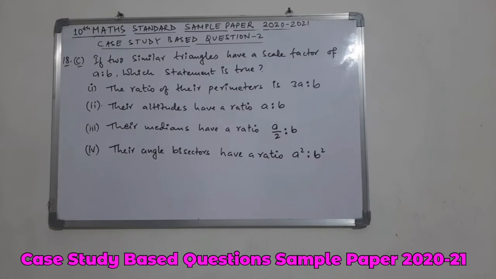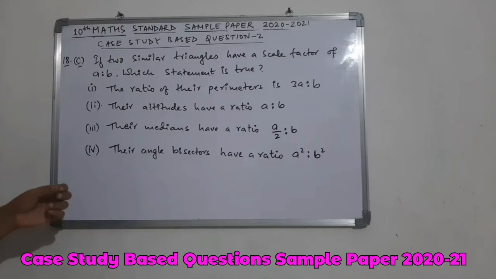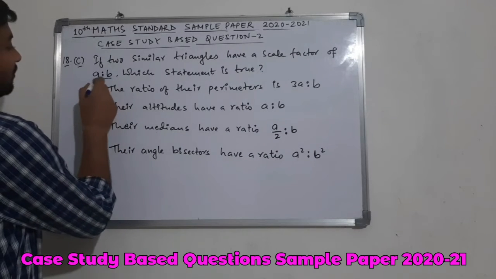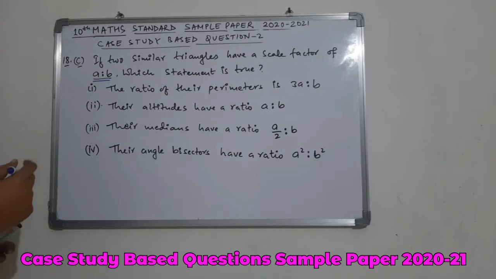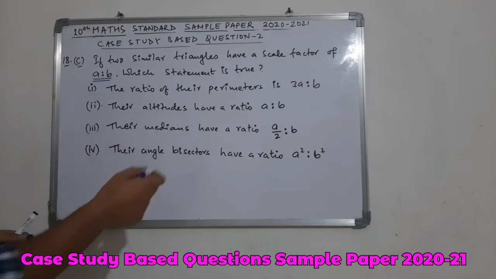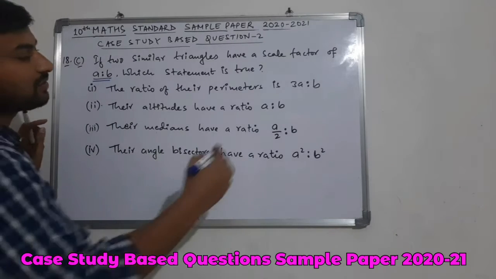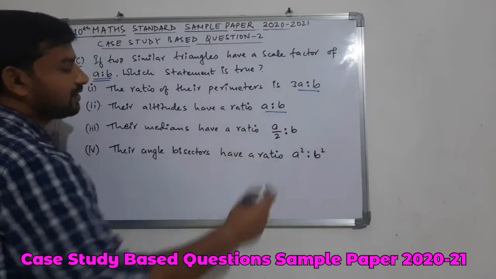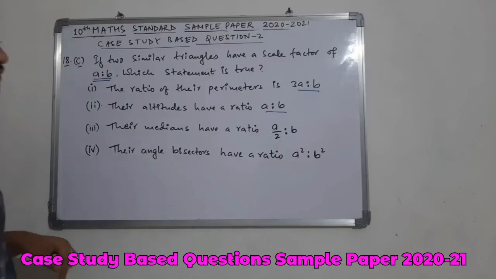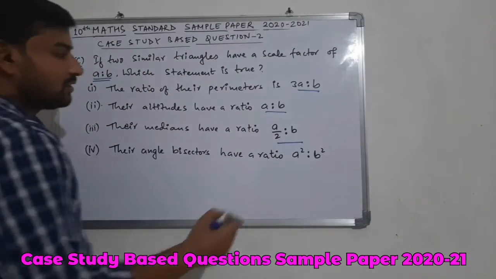So let us come to the third part of this question. We have two similar triangles and their scale factor is A ratio B. The scale factor of the corresponding sides is A ratio B. Then we have to find out which statement is true about the different parameters of that triangle. So the ratio of their perimeters is C A ratio B. Second option, their altitudes have a ratio A ratio B. Their medians have a ratio of A by 2 ratio B. And finally, the angle bisectors have a ratio A square ratio B square.